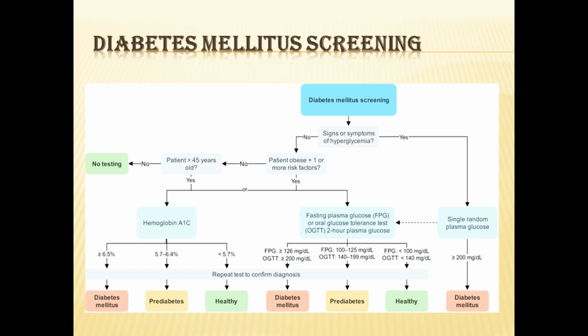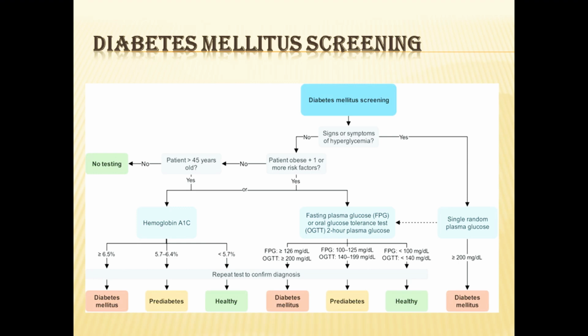We also screen them with the hemoglobin A1C test. Hemoglobin A1C is a very good marker to see the glycemic control for the last 3 months. If the value is greater than or equal to 6.5%, we diagnose the patient to be diabetic. If the value is from 5.7 to 6.4%, we diagnose the patient to be pre-diabetic. And if the value is less than 5.7%, we diagnose the patient to be healthy.